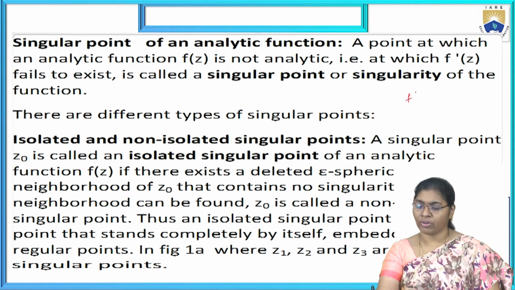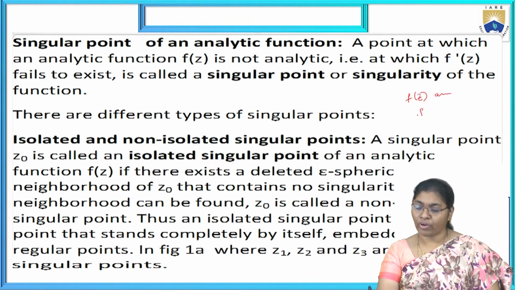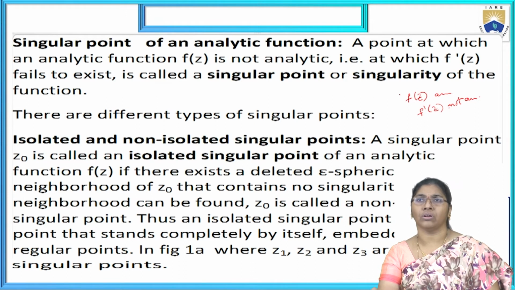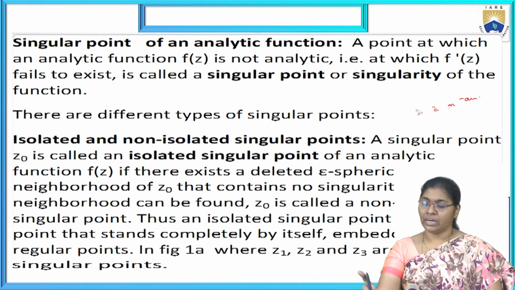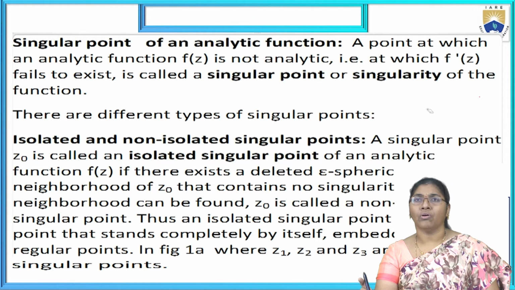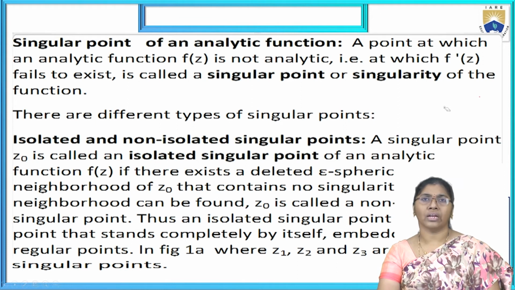For example, f of z is analytic, but f dash of z is not analytic. Then the point at which f dash of z fails to exist is called a singular point. If f of z is analytic and f dash of z, f double dash of z do not exist, then it is called a singular point of an analytic function.